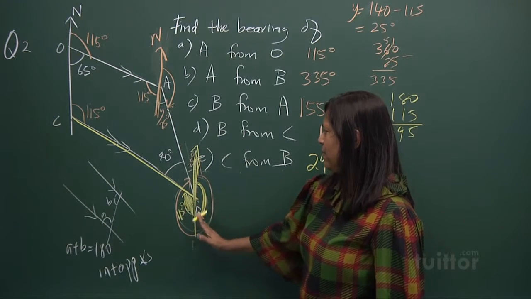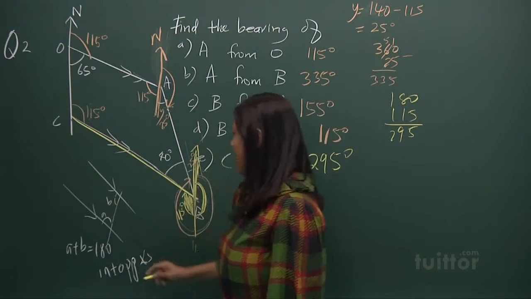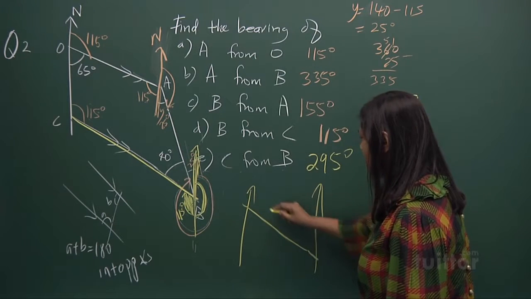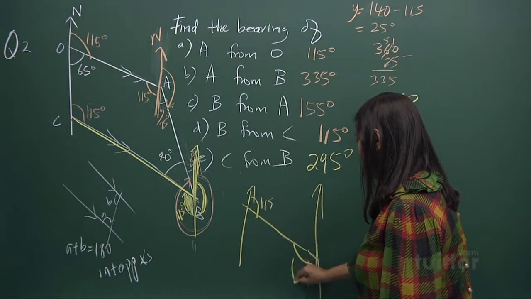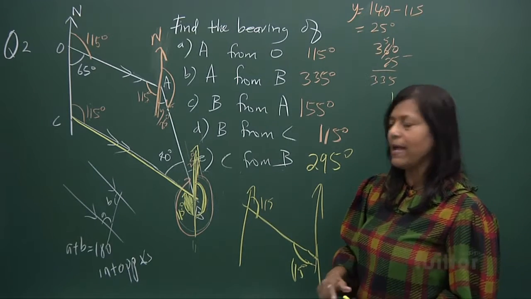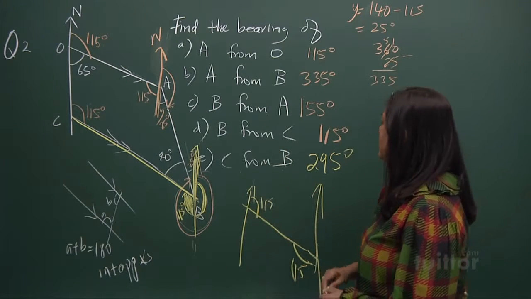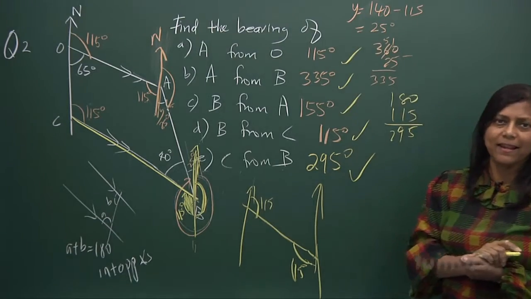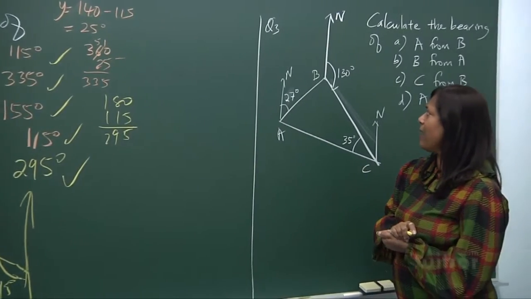What's that angle? Remember when you have this line parallel to this line, and you have a line running across, this angle and this angle are equal. We call them alternate angles. You get a Z shape. So that's how you get all these correct. Got it? Good. Now let's look at the third bearing sum.